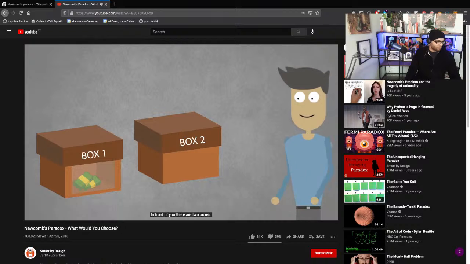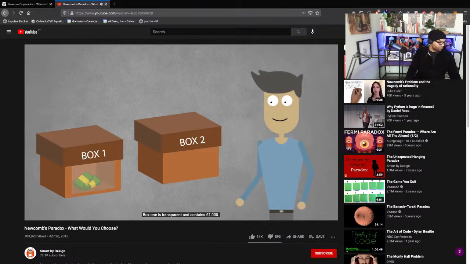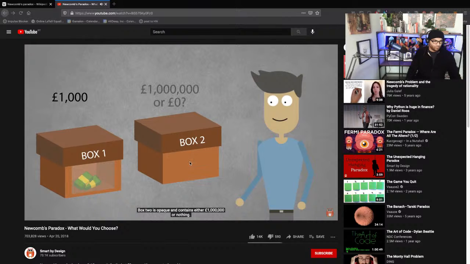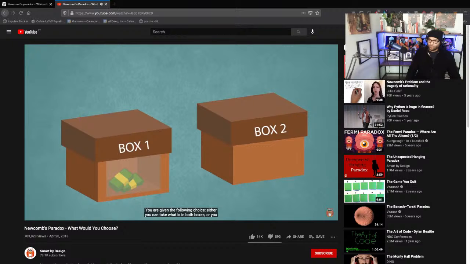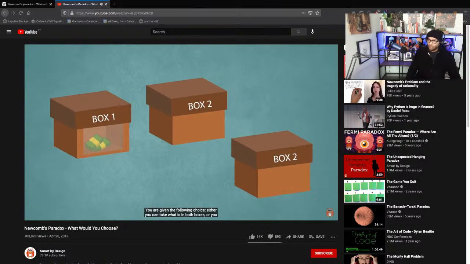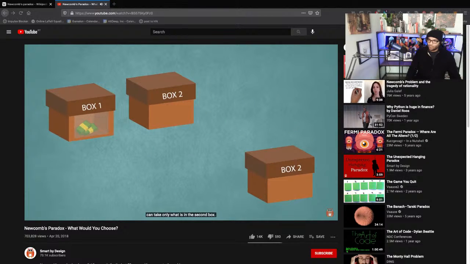In front of you there are two boxes. Box 1 is transparent and contains £1,000. Box 2 is opaque and contains either £1 million or nothing. You are given the following choice. Either you can take what is in both boxes, or you can take only what is in the second box.